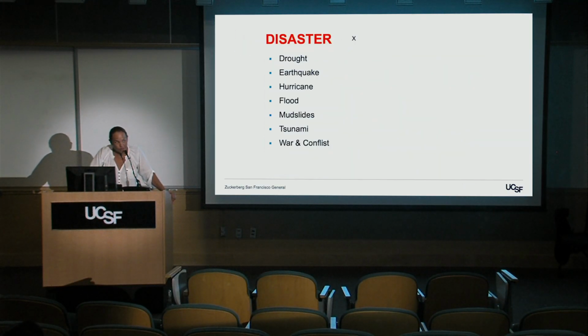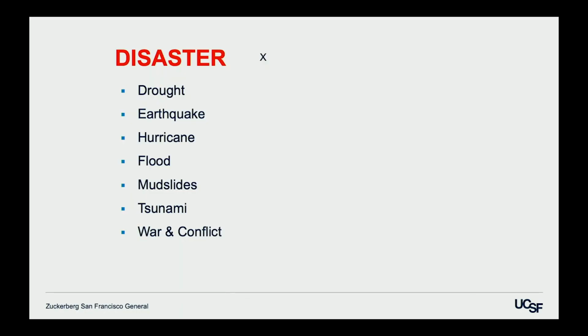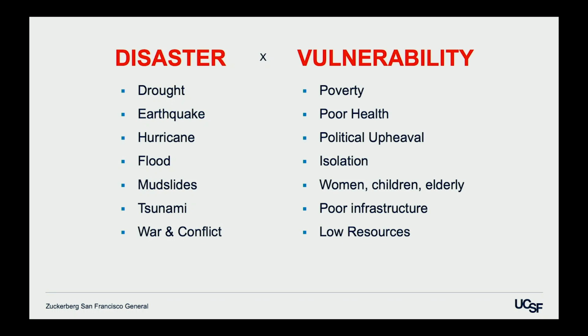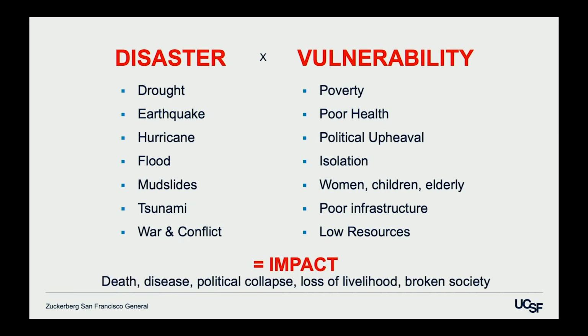So if you think about disasters under the umbrella of humanitarian crises, you think about droughts, earthquakes, hurricanes, floods, mudslides, tsunamis, war and conflict. You multiply that times vulnerability, which is poverty, poor health, political unrest, poor infrastructure, low resources, all of what we saw in Yemen, Syria, South Sudan, the DRC. And that equals the impact. How many people die, the disease outbreaks, the political collapse, the loss of livelihood, and the broken society, right? So an earthquake in a high-resource country will likely not have the same effect as an earthquake in a low-income country, right? And so on for all of these epidemics or other things.